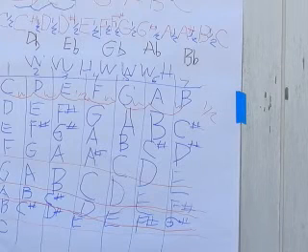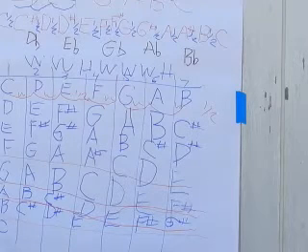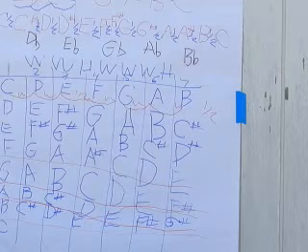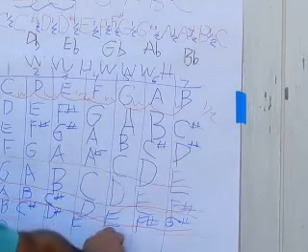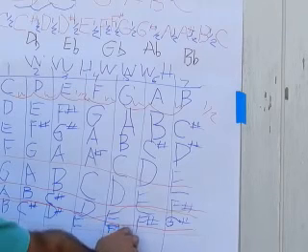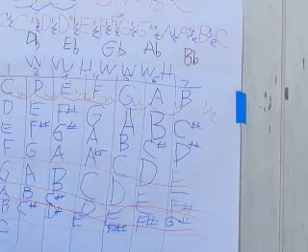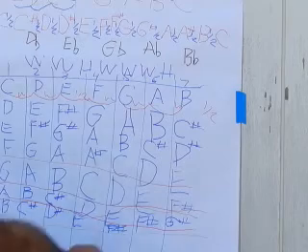Whole step up from E, there is no E sharp, so whole step up would be F, and then half a step would be F sharp. So F sharp. Whole step up from F sharp would be G, G sharp.